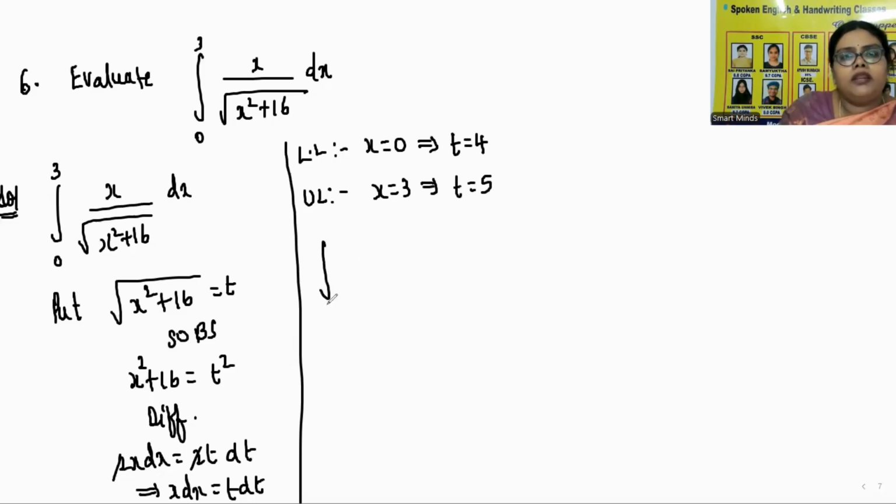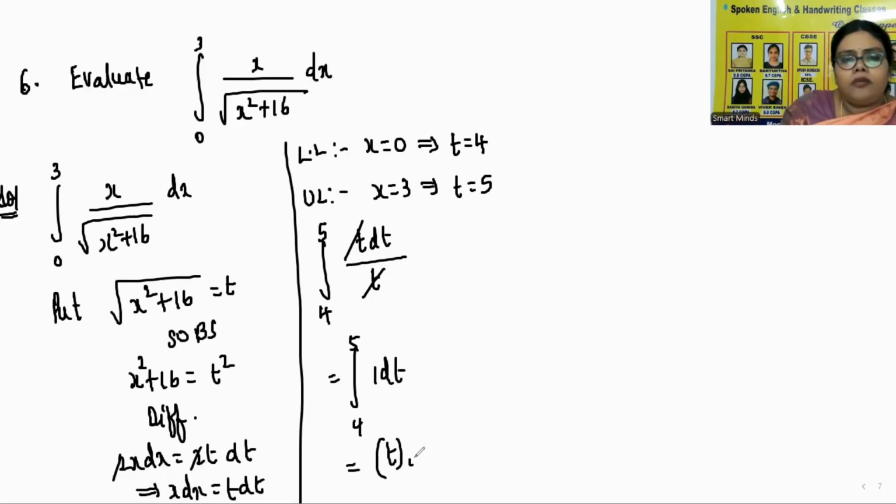So now the integral will change from 0 to 3 to 4 to 5. Now x dx can be written as t dt, and root x square plus 16 can be written as t. Now t gets cancelled. You will get integral 4 to 5 of 1 dt. Now integral 1 dt is t from 4 to 5. Now apply the limit. 5 minus 4 is equal to 1. This is the answer.